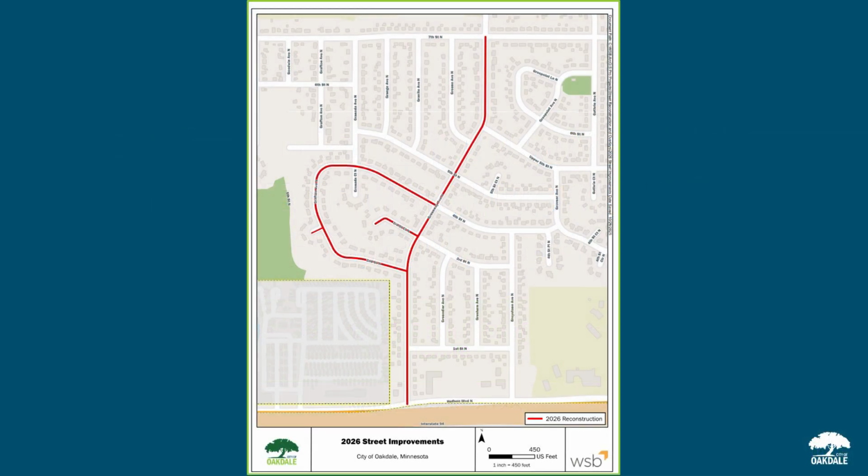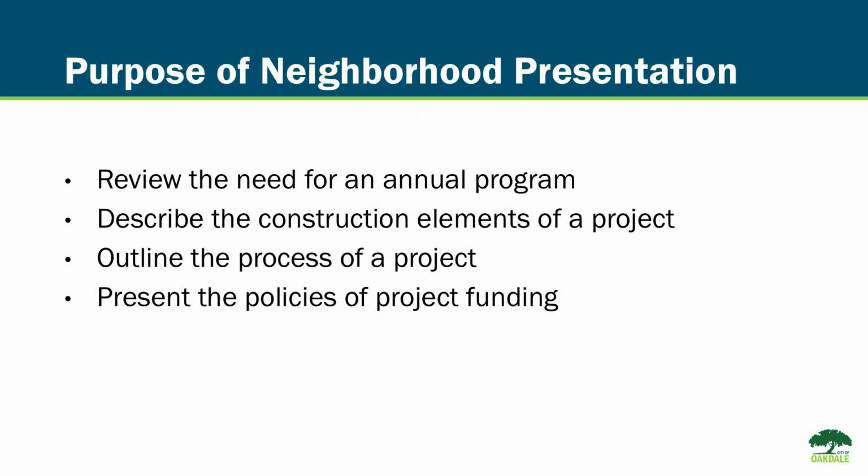This is a map of the neighborhood area including Greenway Avenue from Hudson Boulevard to 7th Street, 2nd Street from Greenway Avenue to Grafton, Grafton from 2nd to 4th, 4th Street from Grafton to Greenway Avenue, and 3rd Street Court west of Greenway Avenue. The purpose of this presentation includes 4 items.